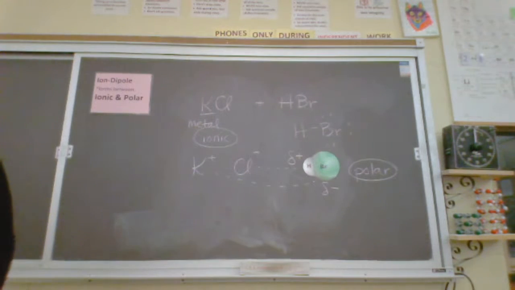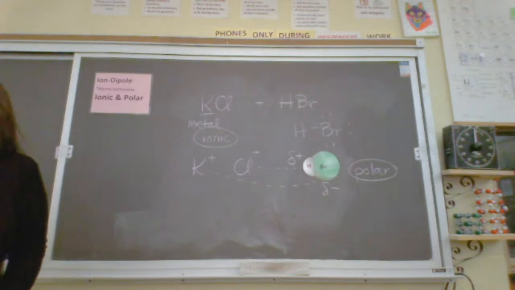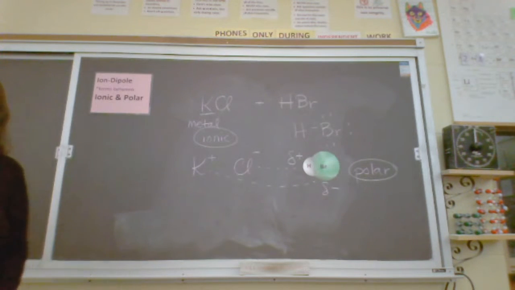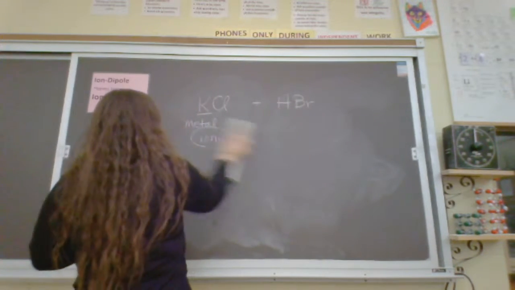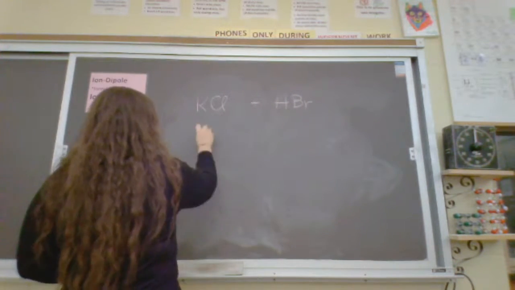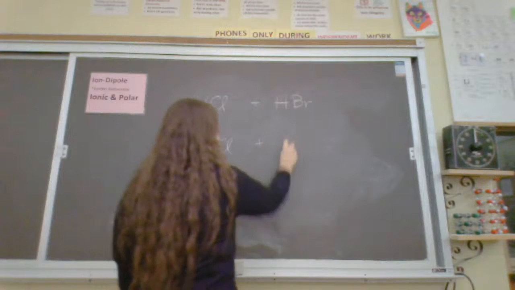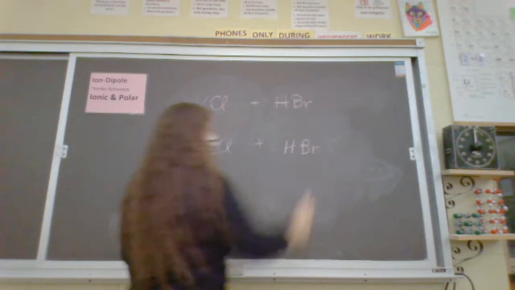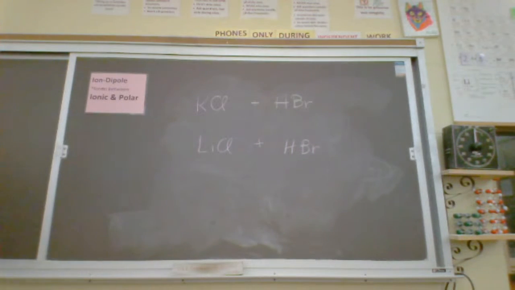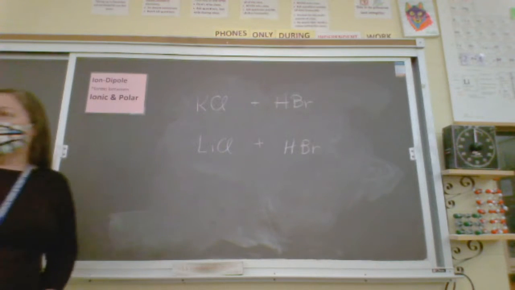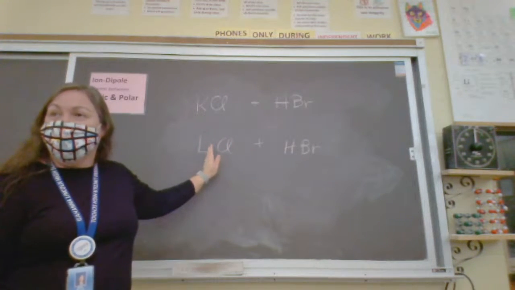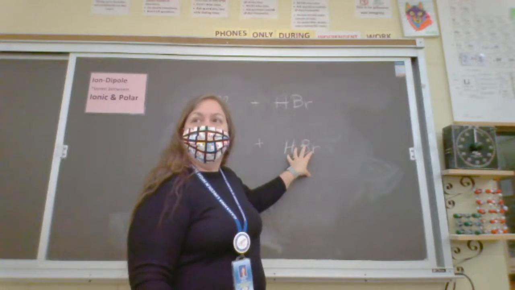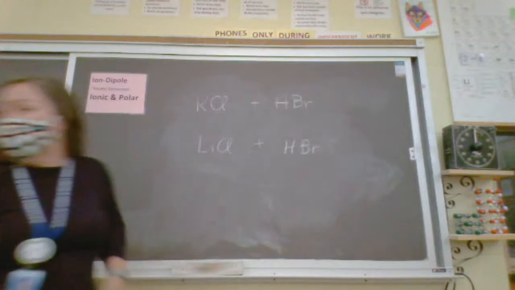So I'm going to give you two more problems, and I just want you to tell me if they are ion dipoles or not. Okay? Let's stick with HBr, but let's change this one. What do you think? It is. Pratish says it is. So we have an ionic compound again because we have that metal here, and then we have the polar compound. So it is going to form ion dipoles.